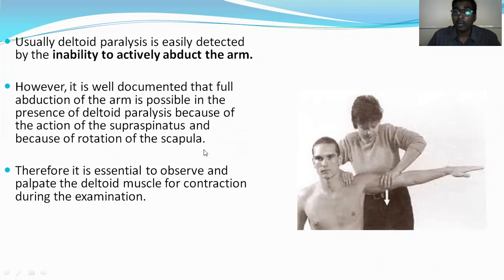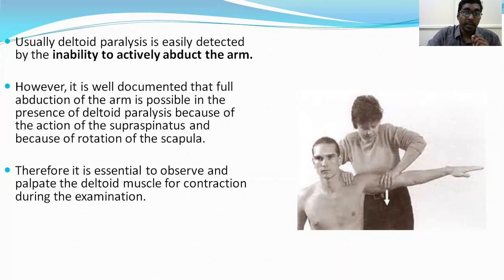You all know abduction of the arm is done by three mechanisms. The initial part of abduction, the first 15 degrees or so, is initiated by the supraspinatus muscle, and later, up to 90 degrees, abduction is done by the deltoid, and above 90 degrees abduction is the combined effort of the deltoid and rotation of the scapula. So with deltoid paralysis, the remaining two abductor mechanisms are still possible. Sometimes these two mechanisms may mask deltoid paralysis.